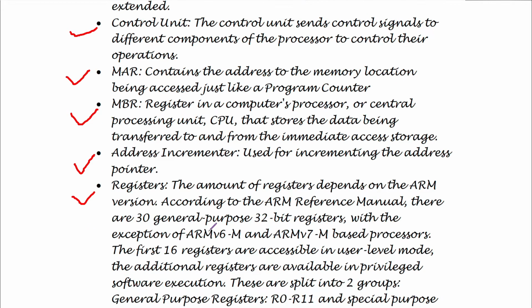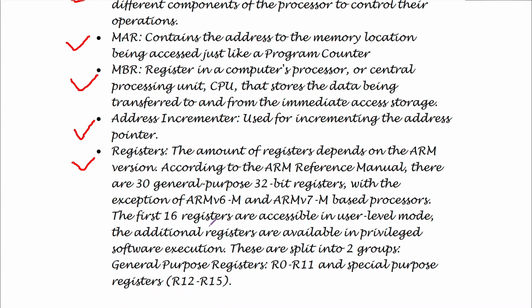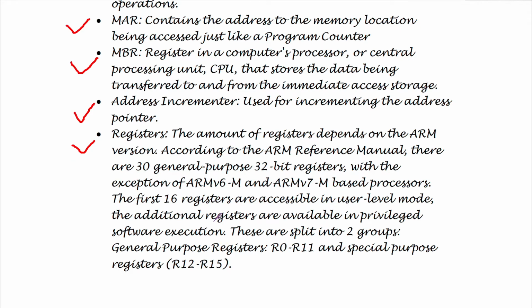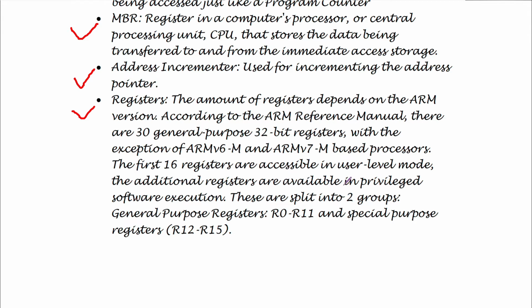Then registers. Obviously, every processor or a controller has a bank of registers. The number of registers again depends on the ARM version. So I've been telling this since the beginning. A lot of things might change considering different ARM architectures. But according to the reference manual from which I have taken this data, there are 30 general purpose 32-bit registers available in almost all the ARM architectures except ARMv6-M and ARMv7-M. The first 16 registers are accessible in user level mode. The additional registers are only available in privileged software execution mode.